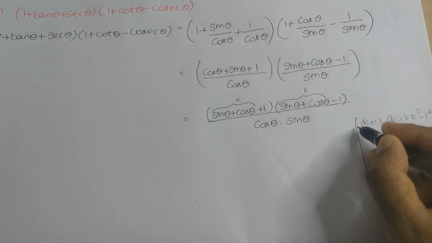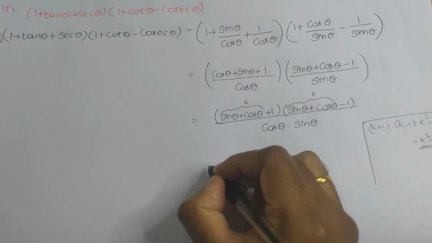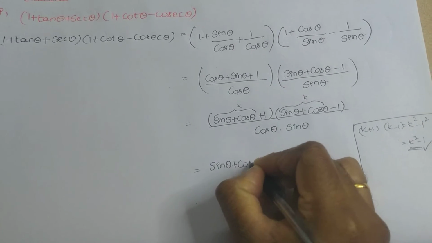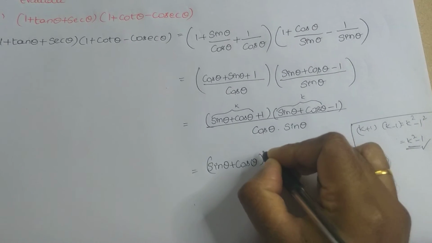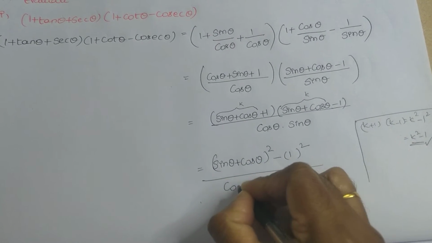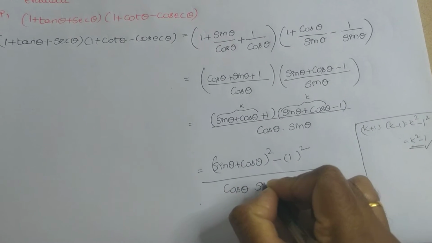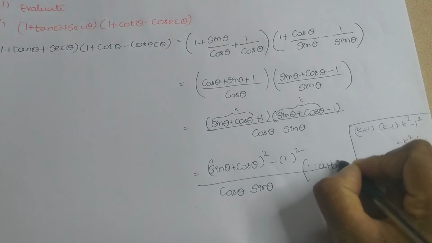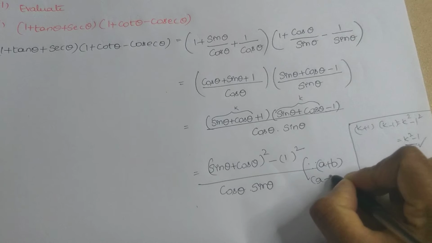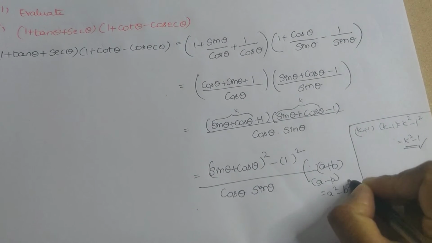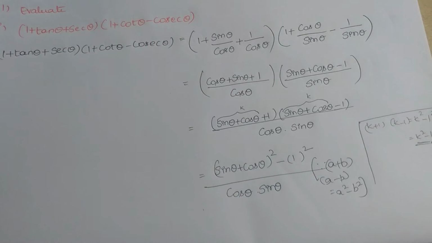So when you apply the same formula here, let's see what we get. A square means sin theta plus cos theta whole square, minus 1 square, divided by cos theta into sin theta. Write in brackets, since a plus b into a minus b equals a square minus b square. We applied this formula for this step.